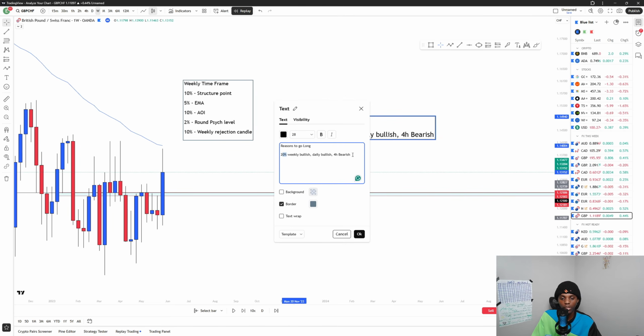You see how that works? If a time frame does not align with the direction, we subtract 10%. If it aligns, we add 10%. So this is 30% since all the time frames align with the direction. Bullish.